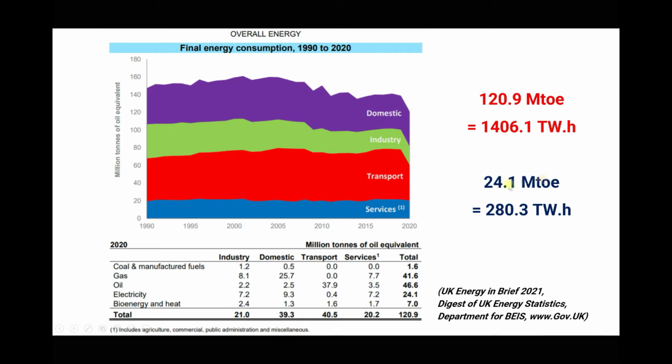The figure you see directly beneath that is for our total electricity consumption. So our total electricity consumption for the year 2020 was 24.1 million tonnes of oil equivalent, which equates to 280 terawatt hours. Now, once again, the important point to note is that this is final energy consumption. We would need to generate a surplus in order to overcome our transmission and distribution losses.